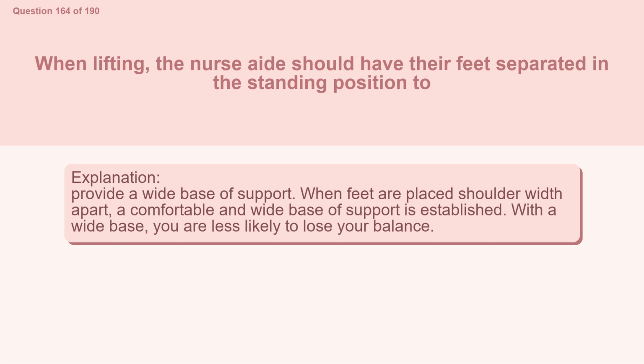Provide a wide base of support. When feet are placed shoulder width apart, a comfortable and wide base of support is established. With a wide base, you are less likely to lose your balance.